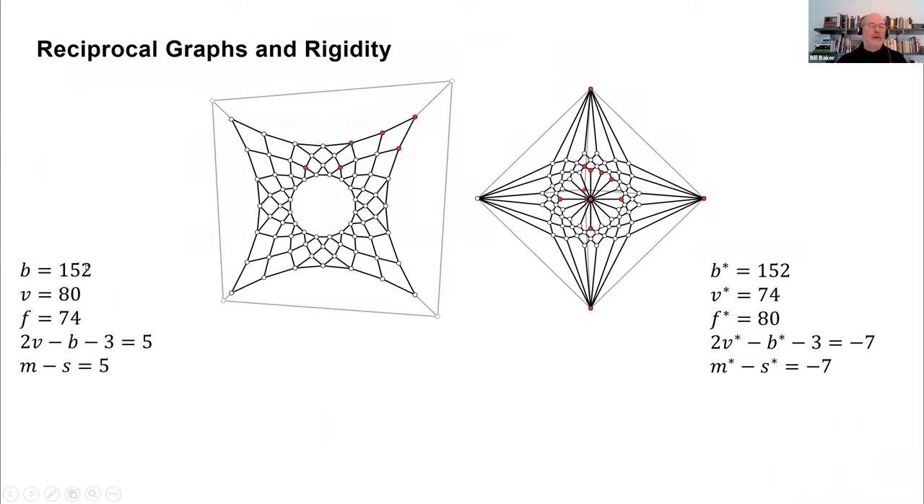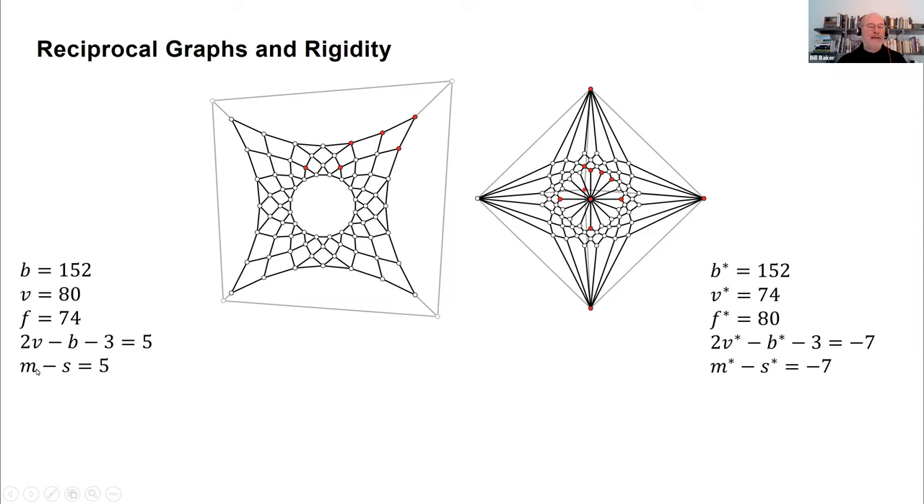So these are reciprocal graphs. The graph on the left has 152 bars. The one on the right has 152 bars. The one on the left has 80 vertices. The one on the right has 80 faces. The one on the left has 74 faces or polygons. The one on the right has 74 vertices, because these are projections of reciprocal polyhedrons. And if you do the Maxwell count, the one on the left has a value of +5. The one on the right has a value of -7.